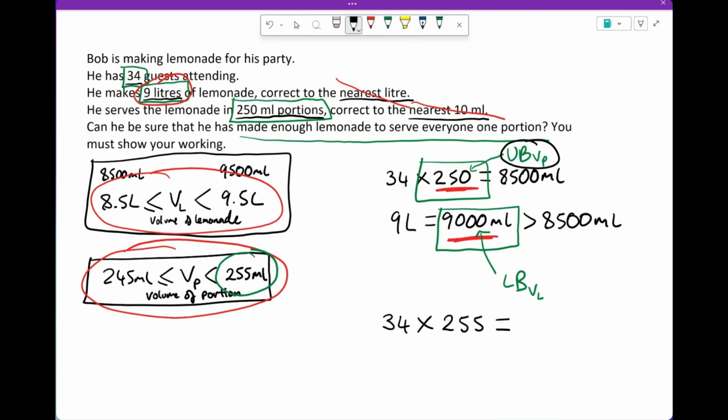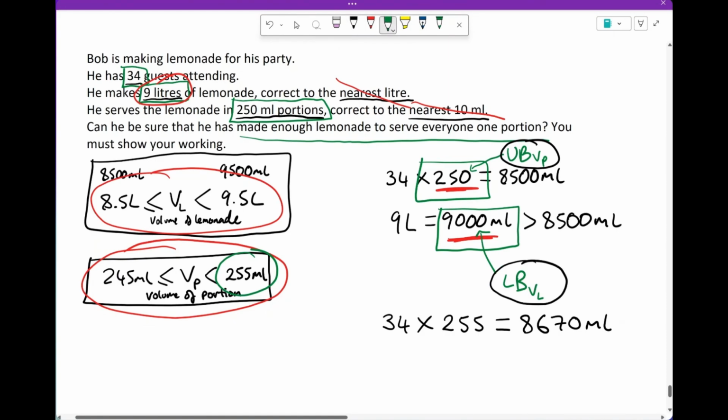And we're going to pop that into the calculator. And that gives us 8,670 milliliters. So that's the most he's possibly going to need to be able to give everyone one portion. And now we're going to compare this value to the lower bound of the volume of lemonade he produced.